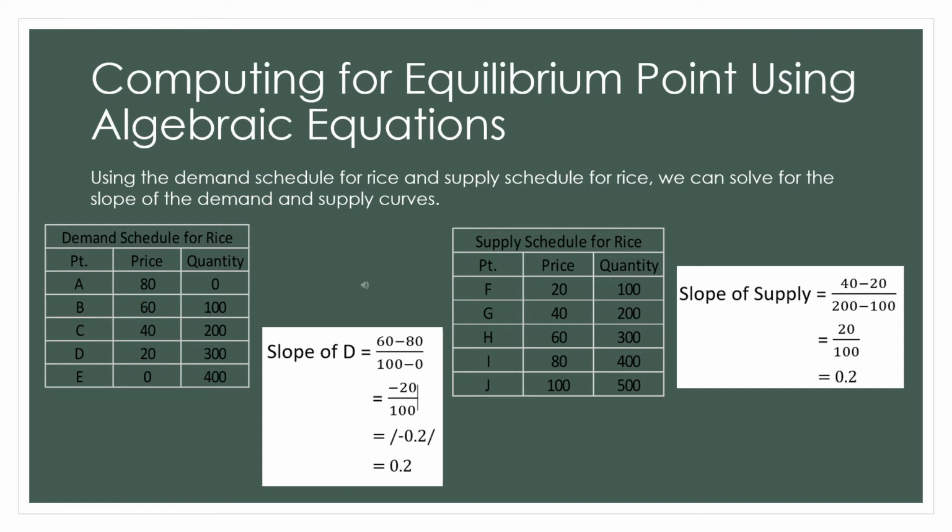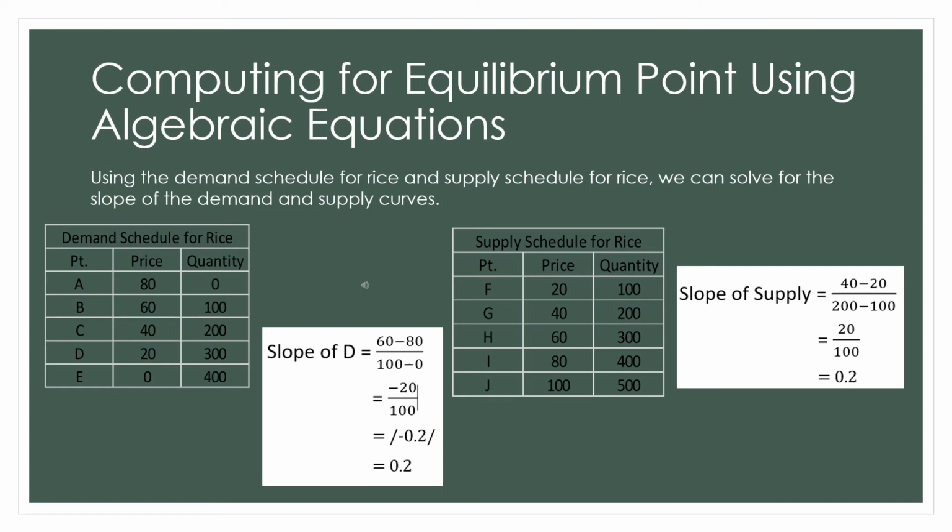Now, when we come to the supply, the slope of supply, of course, the same formula applies. Change in price divided by the change in quantity. So using point F and G for supply, for the slope of supply, we have 40 minus 20 divided by 200 minus 100. So, we have there 20 divided by 100, or the slope will be 0.2.